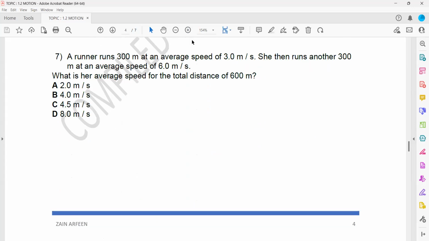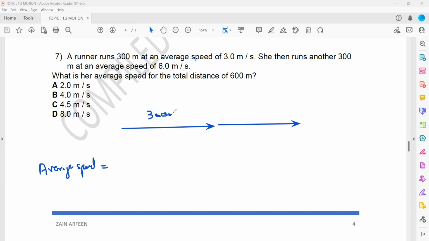A runner runs 300 meters with an average speed of 3 meters per second. Then she runs another 300 meters with an average speed of 6 meters per second. What is the average speed for the total 600 meters? So how can we work out an average speed? If you want to work out the average speed of an object, average speed is the total distance divided by total time.